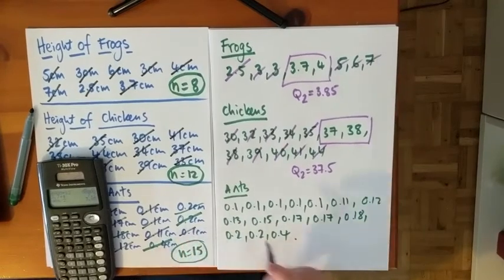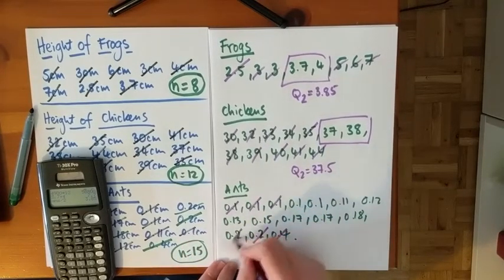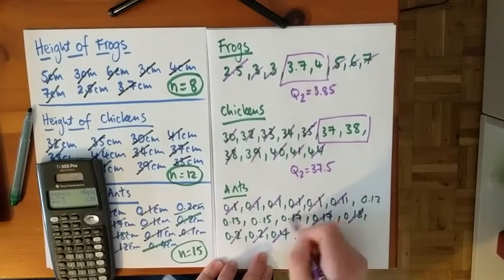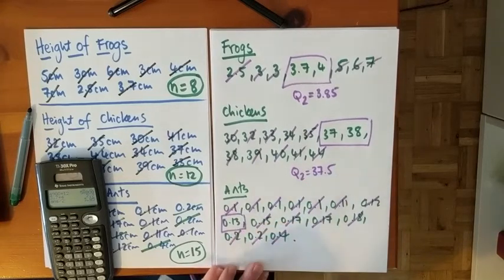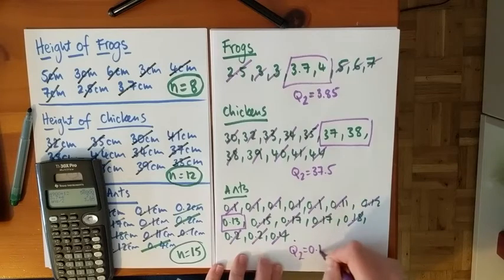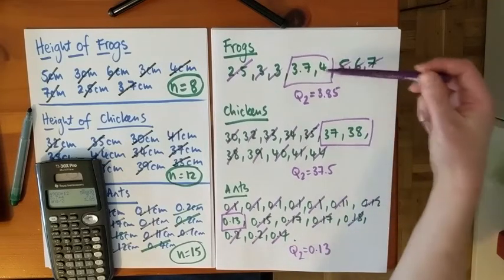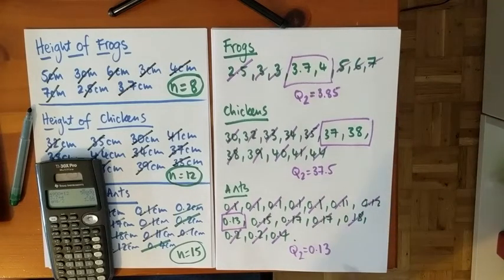Okay, for the ants, just 1 in the middle because there was an odd number of things. So here the median is 0.13. So for the frogs and chickens I had 2 in the middle, and I take the mean of those two. This one is just straightforward, it's just 1 in the middle.